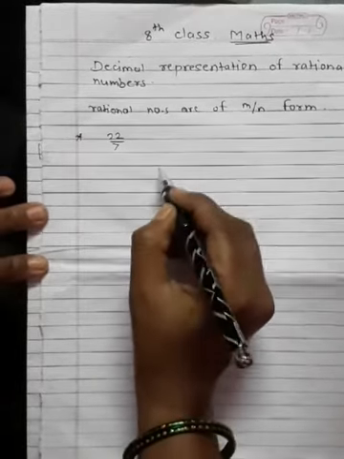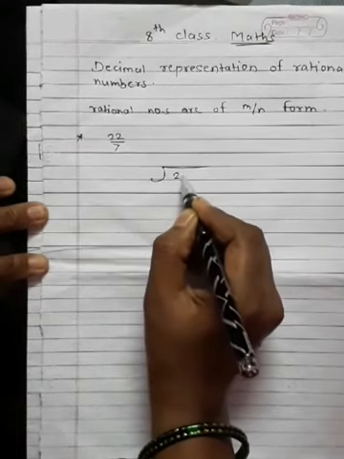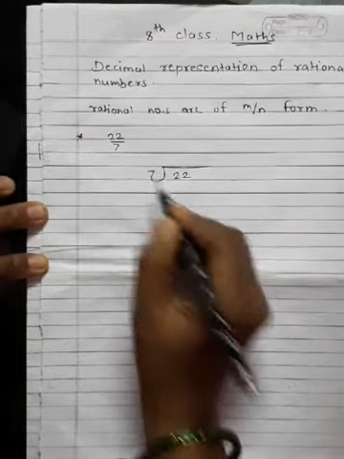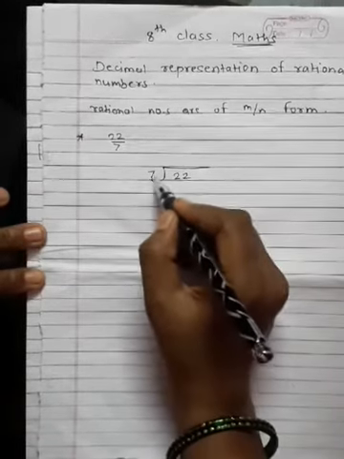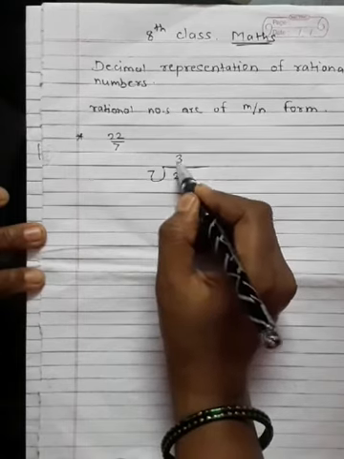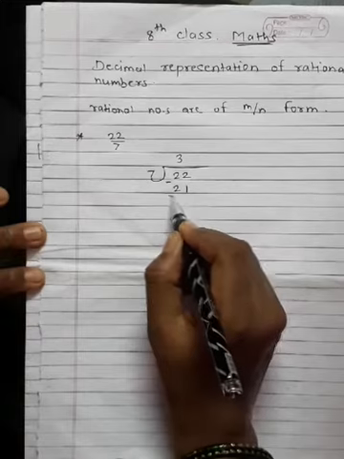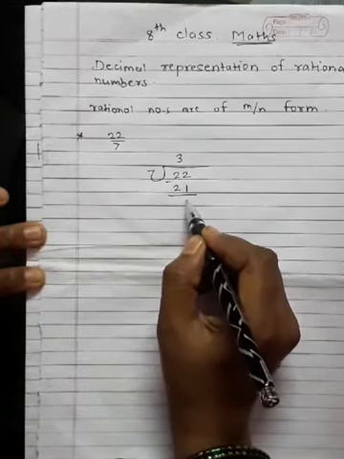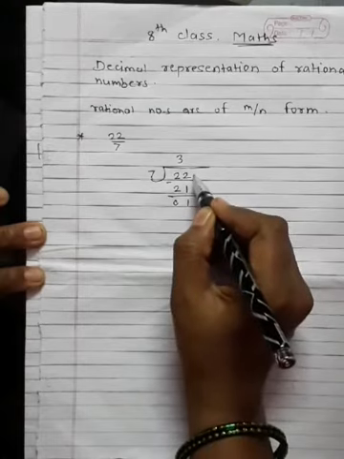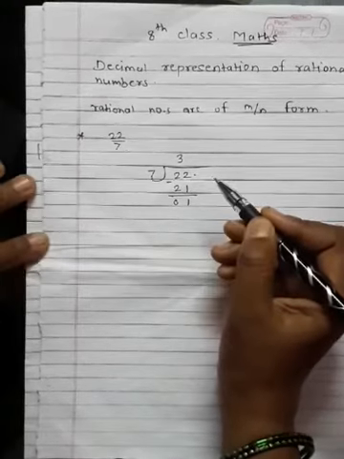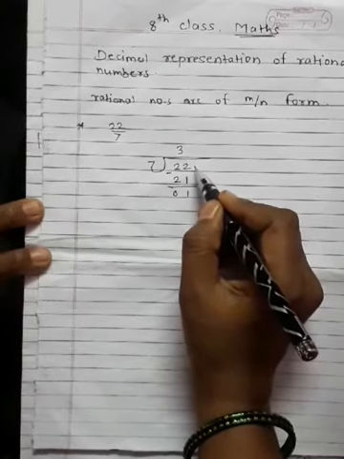Here we do a simple division, that is 22 divided by 7. Here we divide 22 by 7. 7 3s are 21. Therefore we write here 21. Subtraction is simple: here 1, here 0. Then the numbers are completed, there is no number after 22.